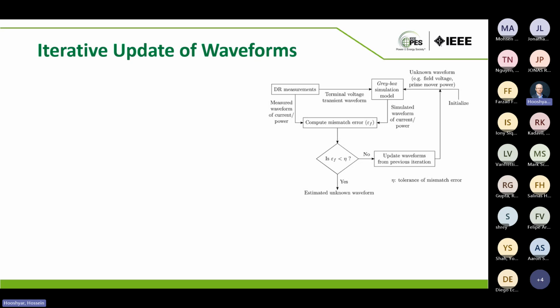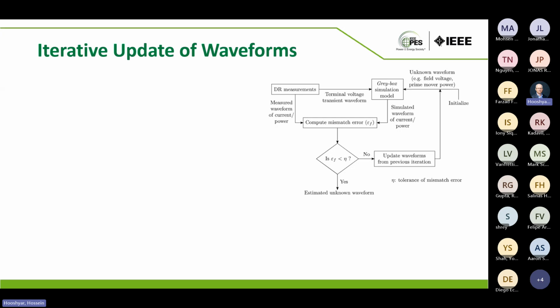So the idea is, I have a certain set of disturbance record measurements. Suppose it could be the terminal voltages for a synchronous machine. And for the synchronous machine I am using in my simulation model, I assume that the control variables like the mechanical power and field voltage waveforms are not known to me. And I start with an initial guess. I try to see, okay, what are the things I want to match?